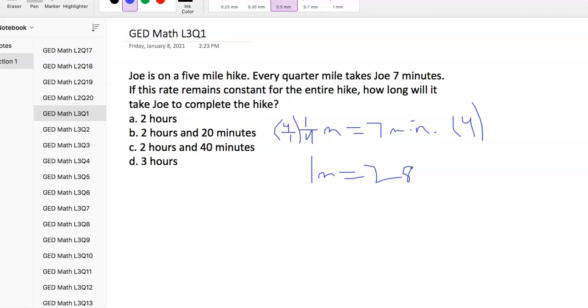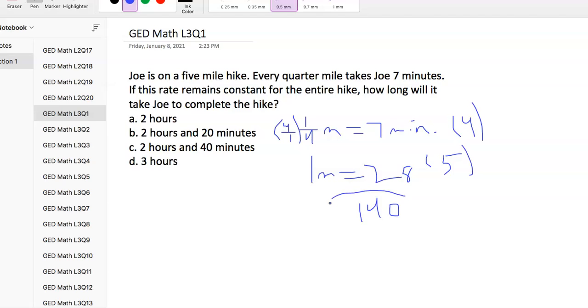And 4 times 1/4 is just 1, right? So then we're at 1 mile. And we're saying we're going 5 miles total, right? So then I just take this 28, multiply it by 5, and that is 140.